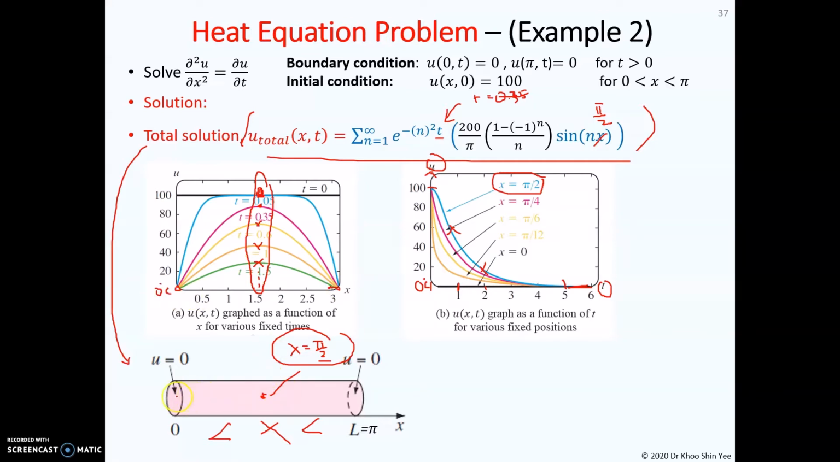If you want to find the temperature distribution at other points here, you can repeat the same procedure and you should be able to obtain the temperature distribution given in these two graphs.